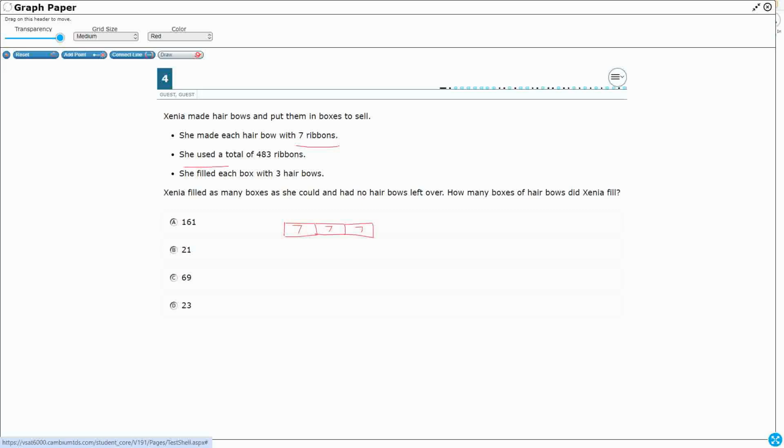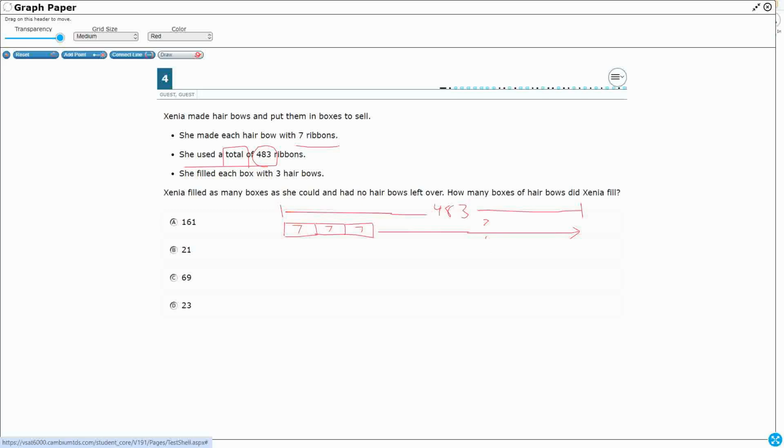She used a total of 483 ribbons. So I'm wondering, how many hair bows can she make? I could extend my 7s all the way up to 483, but I would run out of screen, and that would take a lot of time. So let's draw a strip diagram here. It uses the word total, so literally that's going to be my total, 483. The question I have first is, how many of these 7s can I get out of 483?